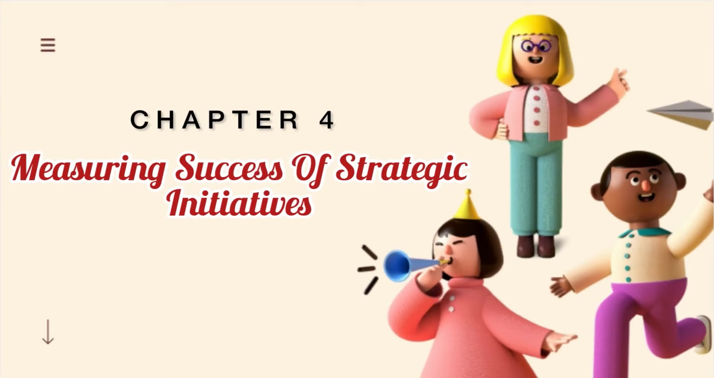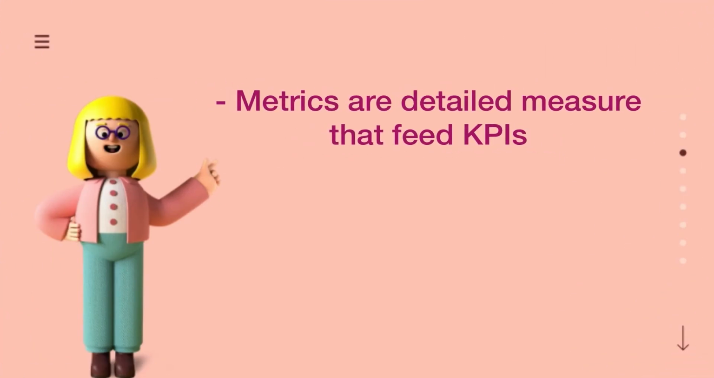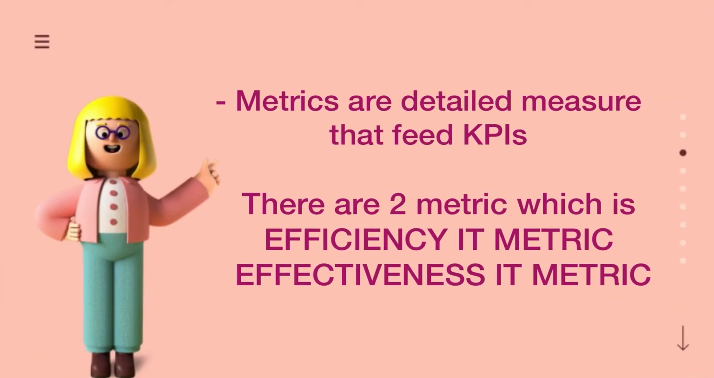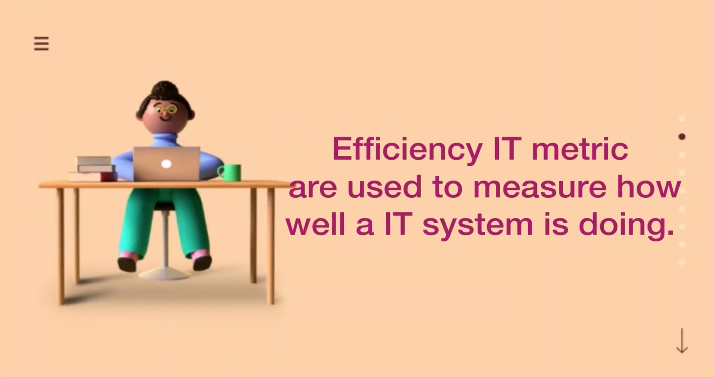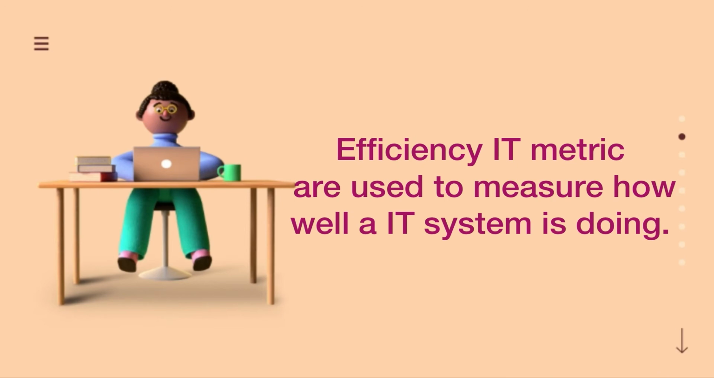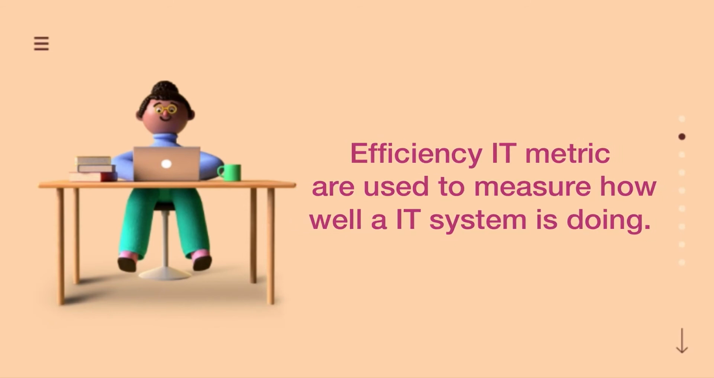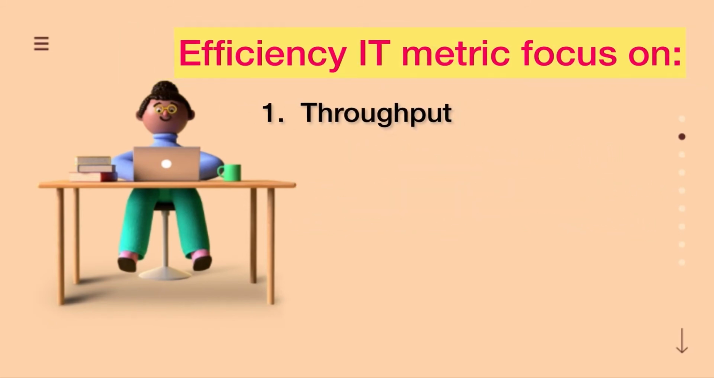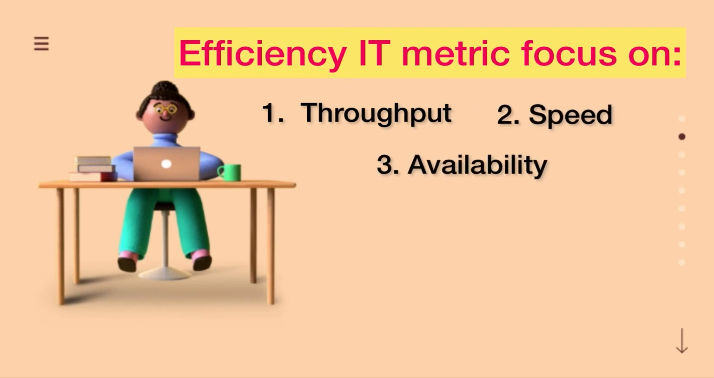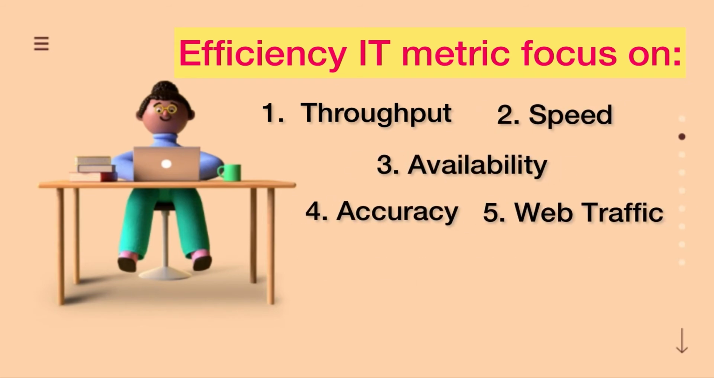In Chapter 4, Measuring Success of Strategic Initiatives. In this chapter, metrics are detailed measures that fit KPIs, and there are two kinds of metrics: efficiency IT metrics and effectiveness IT metrics. So first, we will go through efficiency IT metrics. These IT metrics are used to measure how well an IT system is doing. Efficiency IT metrics focus on throughput, speed, availability, accuracy, web traffic, and also response time.